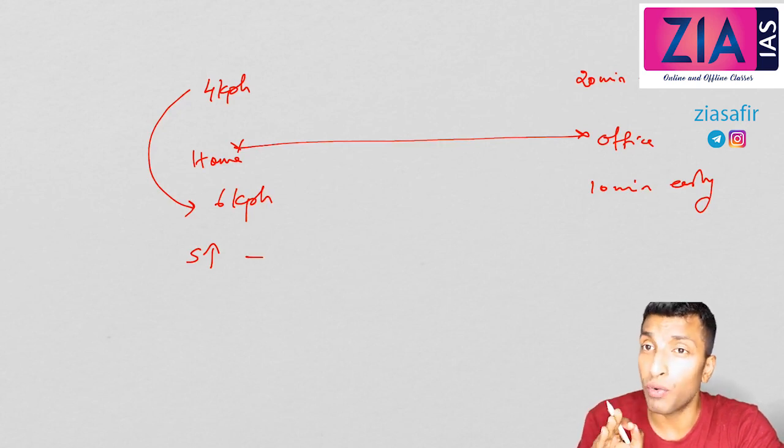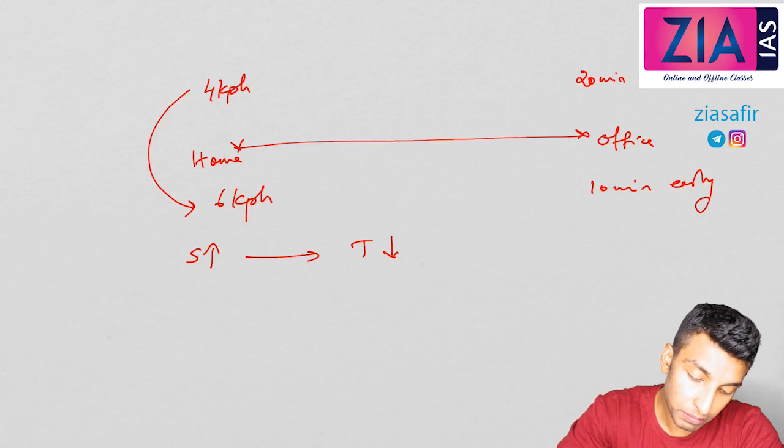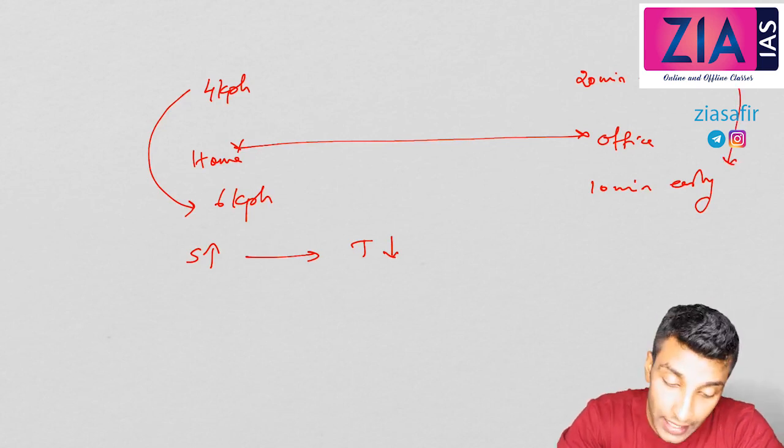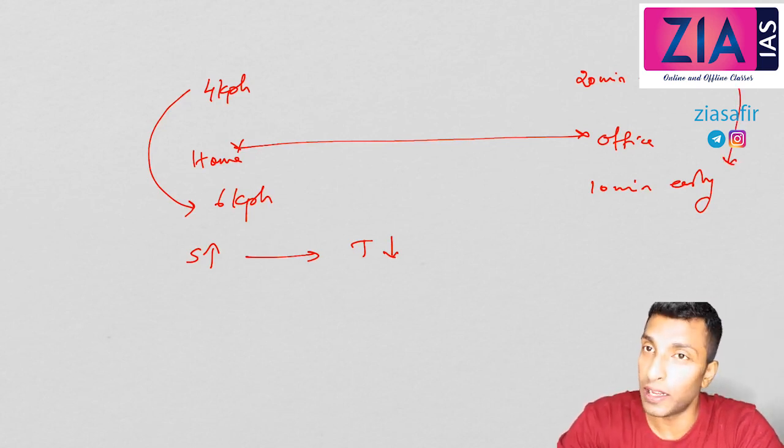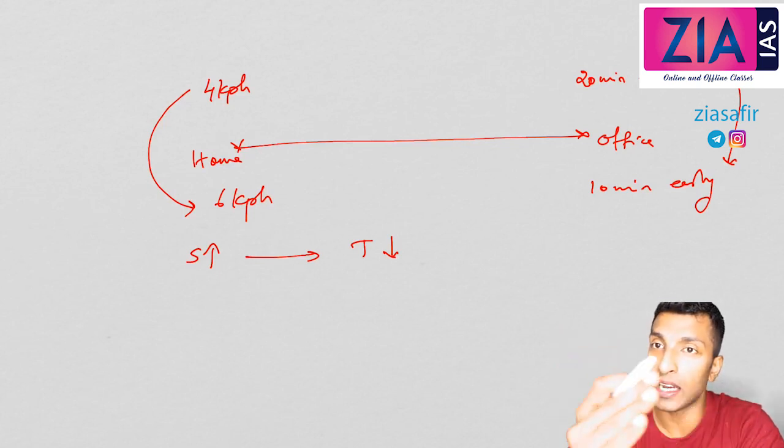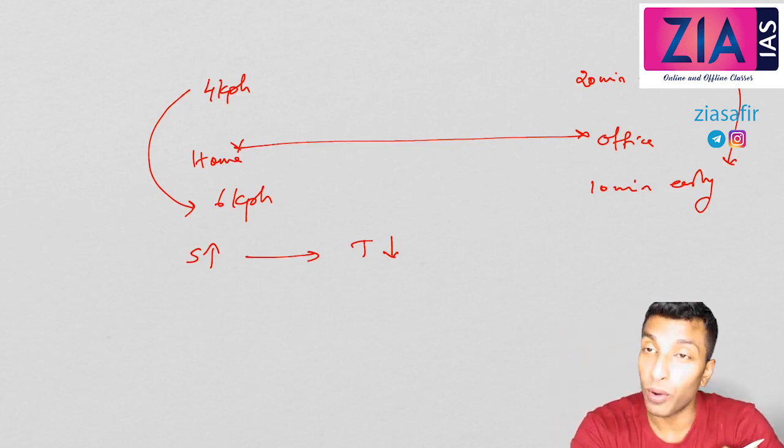If speed is increased, what will happen with the time? The time will decrease, and that's exactly what happened here. Earlier you were late, now you are early. But why? Because travel time is reduced. Okay, now let's see how much speed is increased and how much time is decreased.